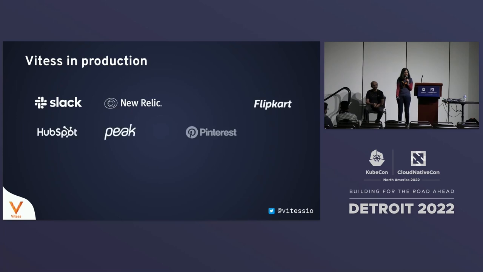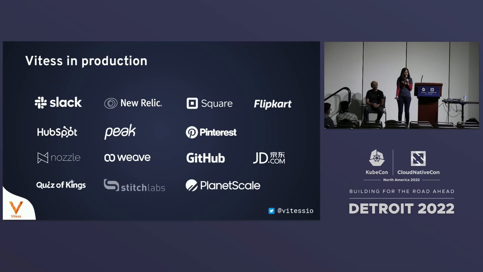Vitess is in production at many places. This is just a sample subset of all the companies that are running Vitess in production. Many of them run on Kubernetes. Some of them still run on VMs and basically non-Kubernetes environments.